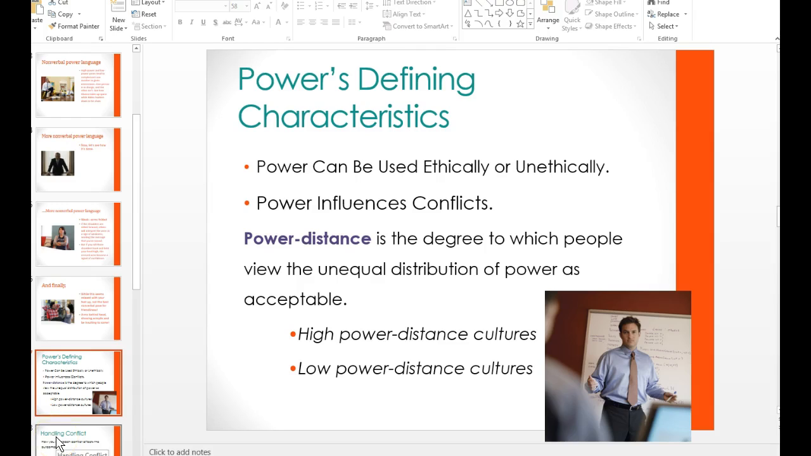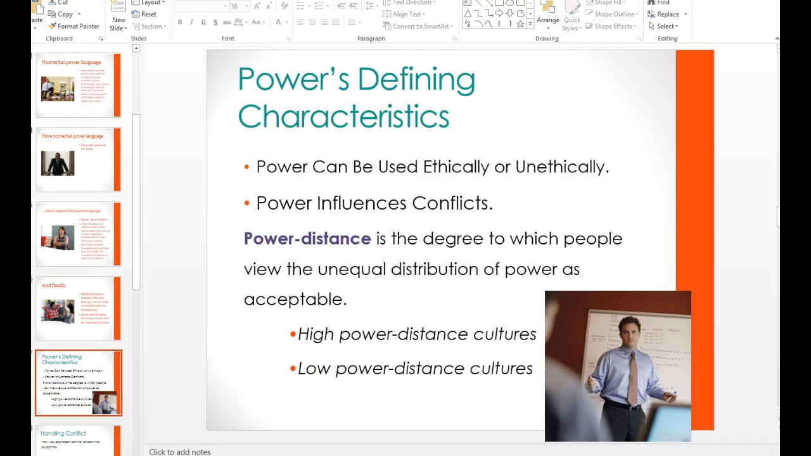Power's defining characteristics: power can be ethical or unethical. It does influence our conflicts and how we handle them. Power distance is the degree to which people view the unequal distribution of power as acceptable. High power distance cultures and low power distance cultures.